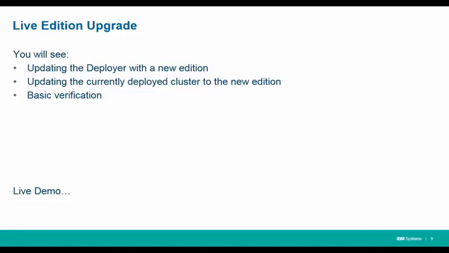Okay, so I'm going to switch to my live environment in a moment, and I'm going to take the deployment node and add in a new edition. So I'm going to start out with the Workgroup edition and add in perhaps the Enterprise edition. Then I'm going to use the deployment node to install that new edition on the rest of my cluster, and we'll perform some basic verification. Okay, let's switch over to my live environment and do that right now.